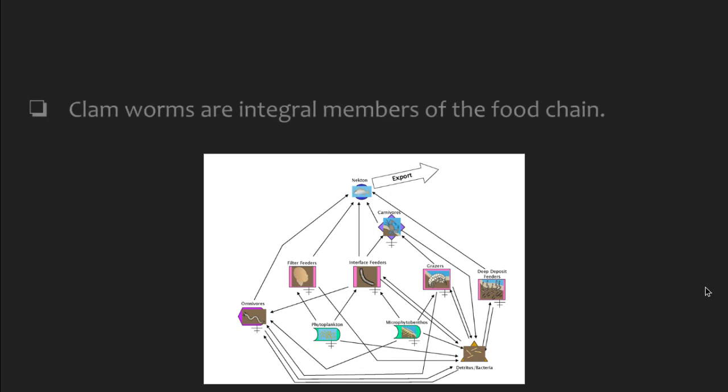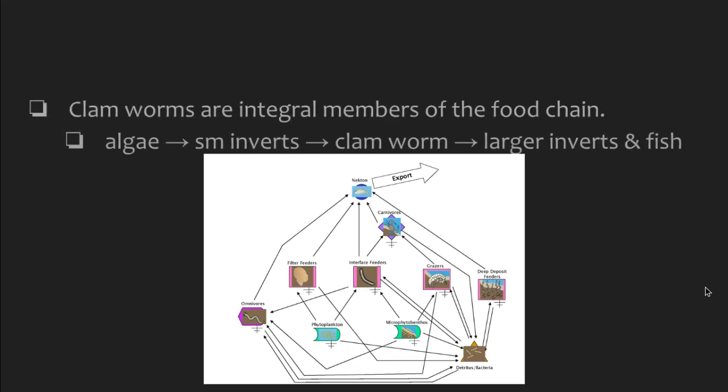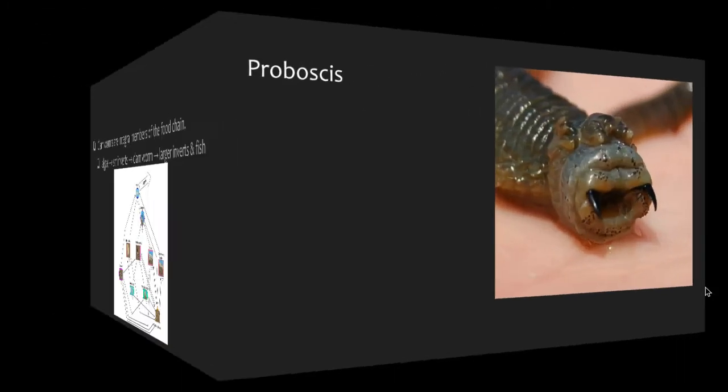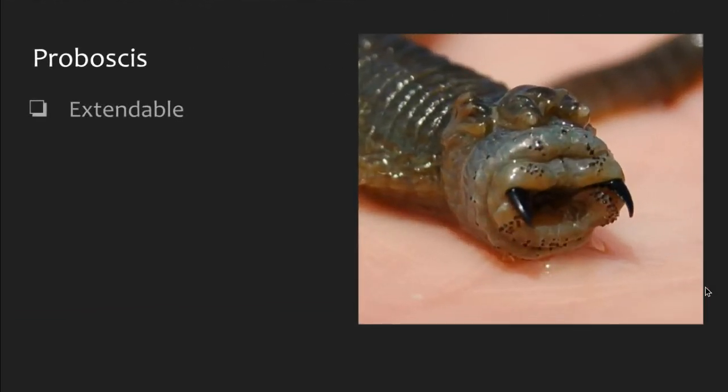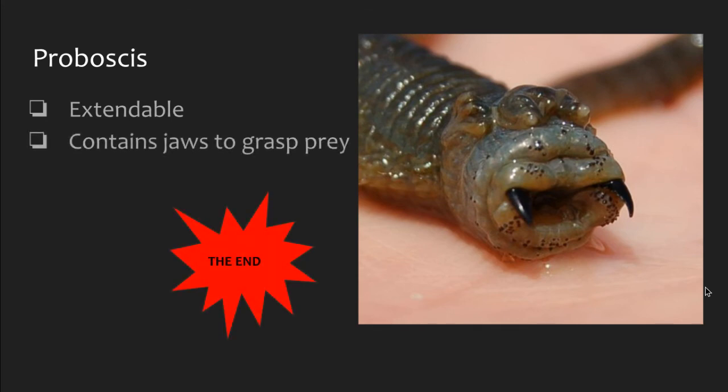Clamworms play an important ecological role in the lower food web. They eat algae and small invertebrates such as other worms and serve as food for larger invertebrates and other bottom-feeding fish. When feeding, the clamworm extends its proboscis, which contains hook-like jaws to grasp its prey. It then retracts the proboscis to draw the food into its mouth. And we're done.